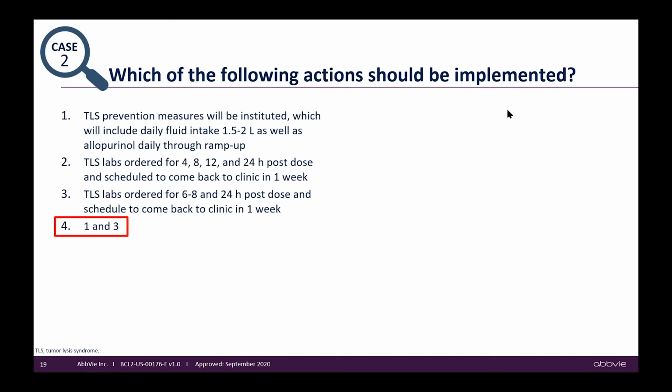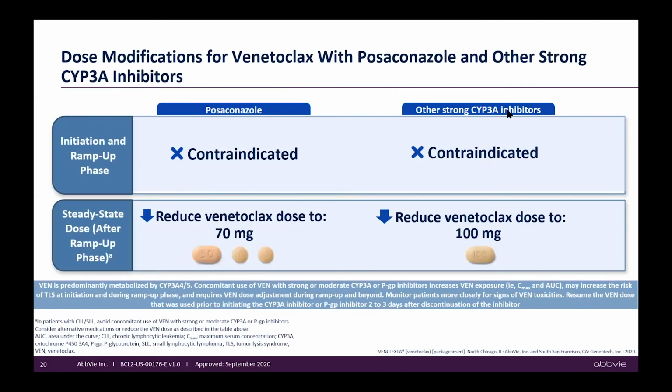Given the decrease in his ALC from greater than 25 to 1.7, and that the largest lymph node diameter is 3 centimeters, our patient would be low tumor burden risk. And so option 2 would only apply for patients who would otherwise be categorized as having high tumor burden. And so we would only need, again, oral hydration and allopurinol daily, as well as the post-venetoclax 6 to 8 and 24-hour monitoring. So that wraps up our discussion of TLS prophylactic measures and monitoring.